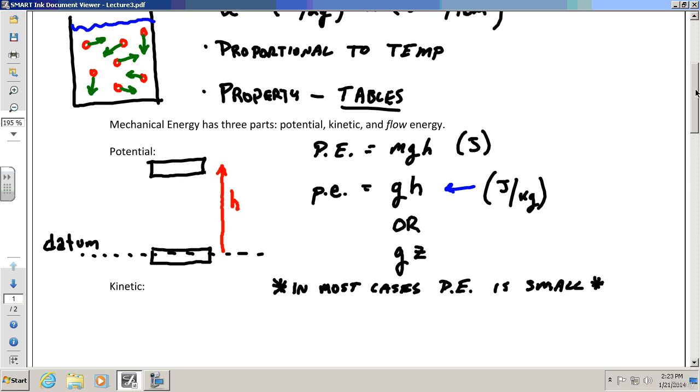I'm going to work a problem later on and show you that there are many cases where potential energy is tiny compared to other forms. But sometimes it's significant, sometimes very significant. It's not always like this, but in many cases it's small.